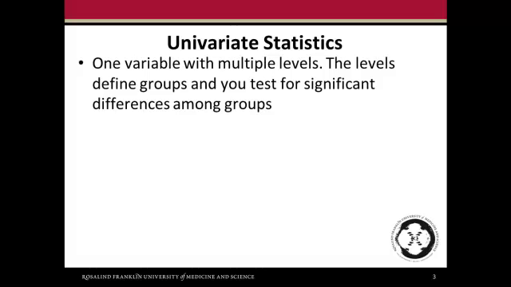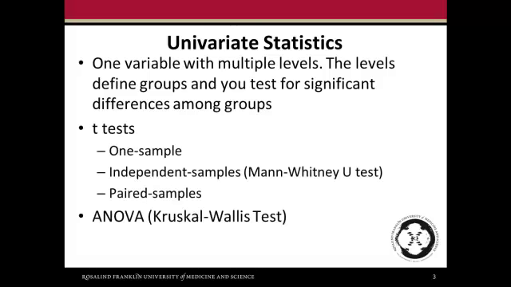So in univariate statistics, which is what you've been covering so far in the class, we have examples where we have one variable with multiple levels. These levels define our groups, and then we test for significant differences among groups. Some examples of these univariate statistics include t-tests, so a one-sample t-test, independent sample t-tests, and the non-parametric equivalent, and also paired sample t-tests, or an ANOVA.